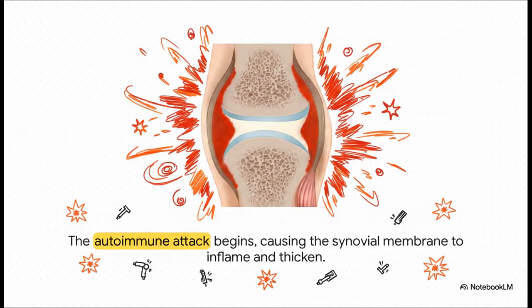And here we go. This is where the attack starts. The immune system basically floods the area with inflammatory cells. That once thin synovium starts to swell up, getting all thick and angry. This isn't your body trying to heal something, it's actively causing damage. The very tissue that's meant to help the joint is now turning into the weapon.